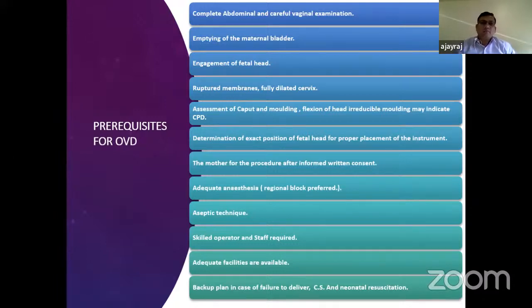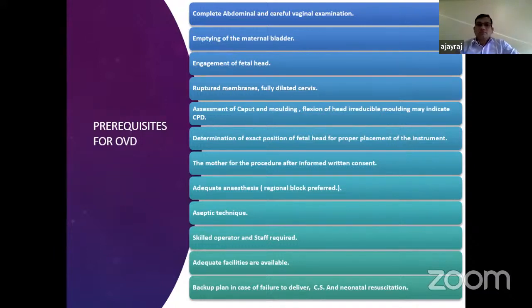Engagement of fetal head, ruptured membranes, fully dilated cervix, assessment of caput and molding. Caput and molding represent some kind of fetal distress. If the molding is not reversible, then that may indicate CPD or borderline pelvis. Flexion of head, irreducible molding may indicate CPD. Determination of exact position of fetal head for proper placement of the instrument. There are some points, for example the flexion point, where we apply the ventouse.